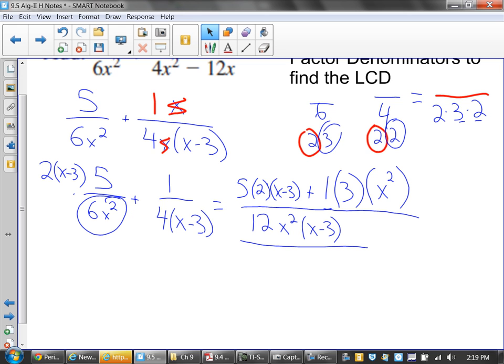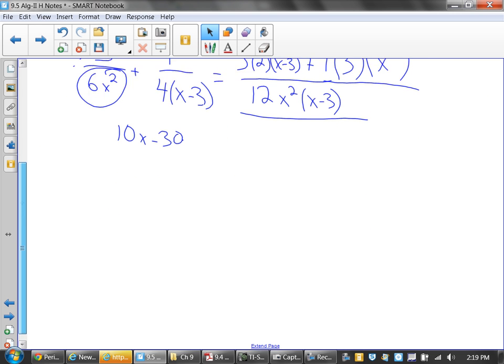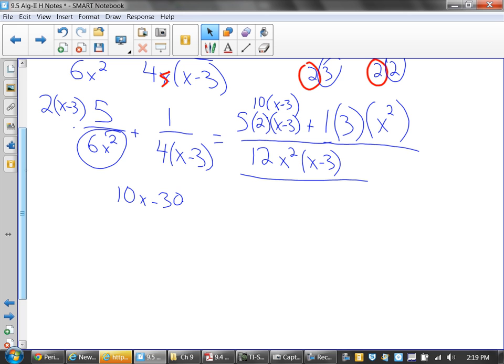What's 5 times 2? So this is 10 times x minus 3. What's 10 times the quantity x minus 3? Okay, so I have 10x minus 30. And then on the other side, I have 1 times 3 times x squared. What does that become? Why can't you just cross off x minus 3 from the bottom?